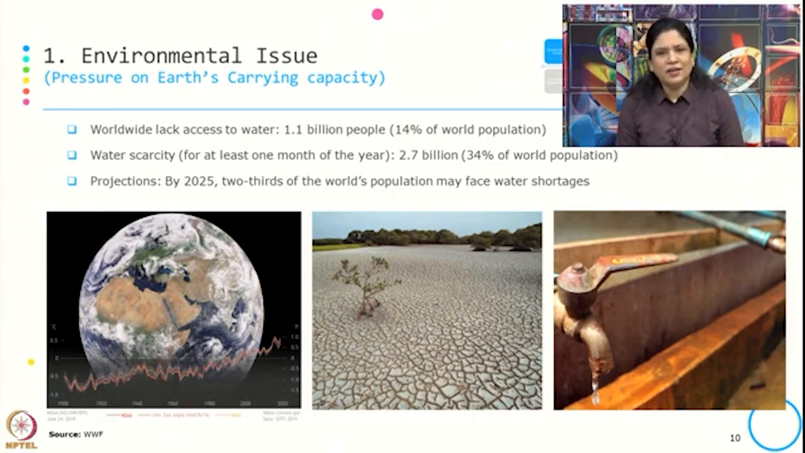And let me bring a typical example: possibly we are all buying mineral water. There may be many reasons why we buy mineral water, but somewhere the fact also is that at some point of time, buying water in bottles and managing with that would be the reality if you are not taking any action. And this talks about the imbalance in the earth's carrying capacity, overusing, which creates a pressure on the earth's carrying capacity.